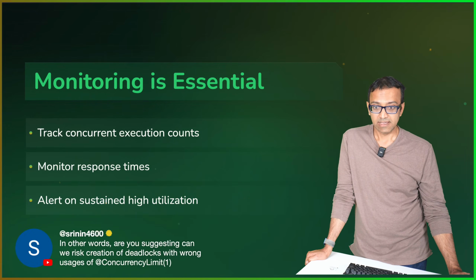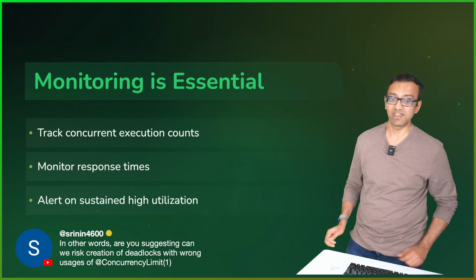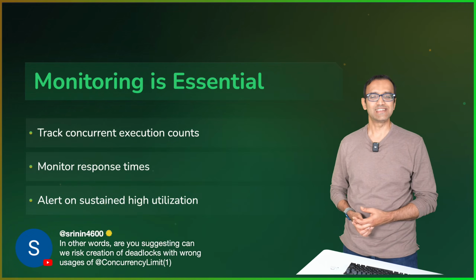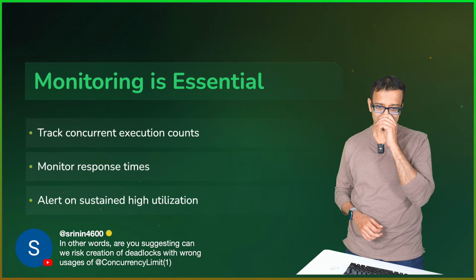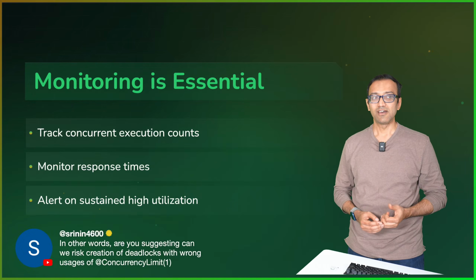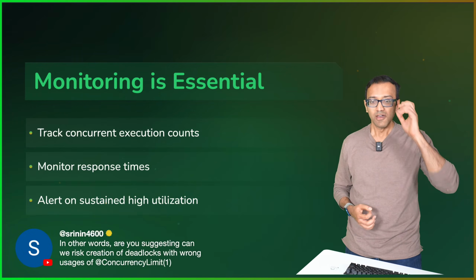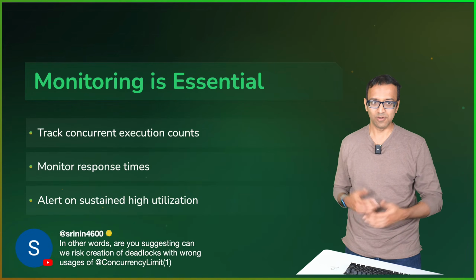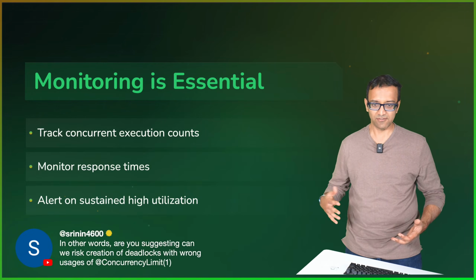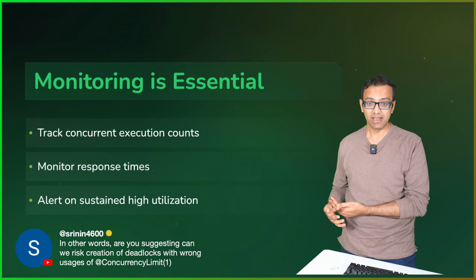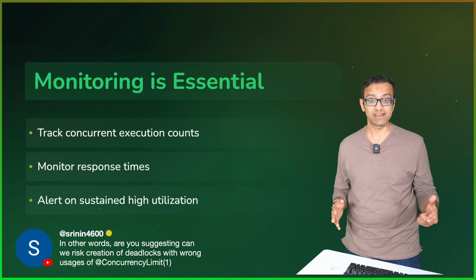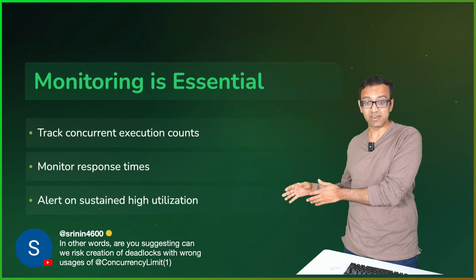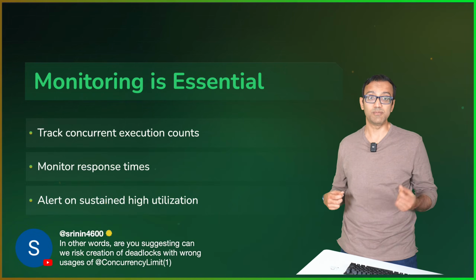In other words, are you suggesting we can risk creation of deadlocks with the wrong usage of concurrency limit of 1? Yes, of course. When you have a lock of 1, even with concurrency limits, you might have a possibility of a deadlock. You just need to make sure that this isn't circular. But with a limit of 1, deadlock is definitely a possibility, but in general, it makes things super slow. You build Spring applications for scaling for a large user base. You have a web controller which is accepting requests. If one thing becomes a bottleneck where you're just allowing one at a time, you're basically completely slowing down the experience for all the users. So you need to be careful about where you set it.